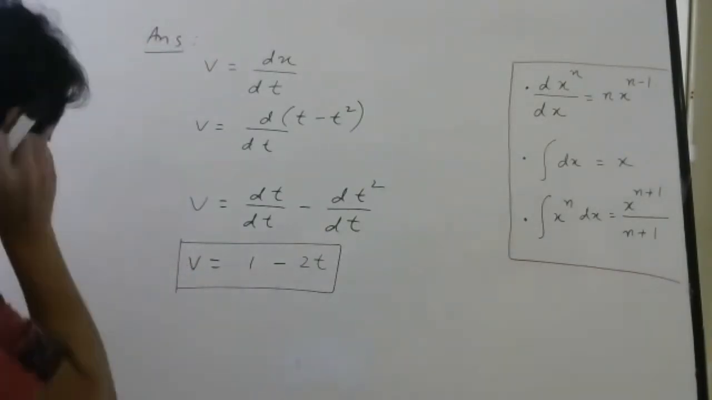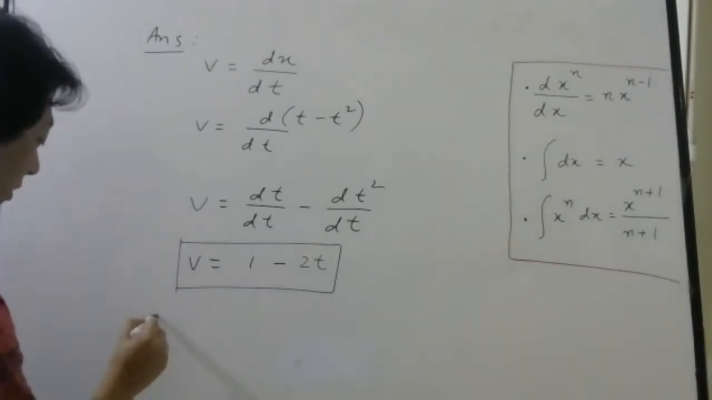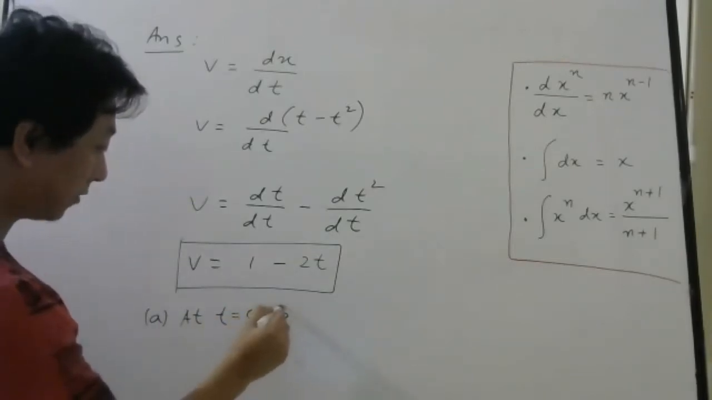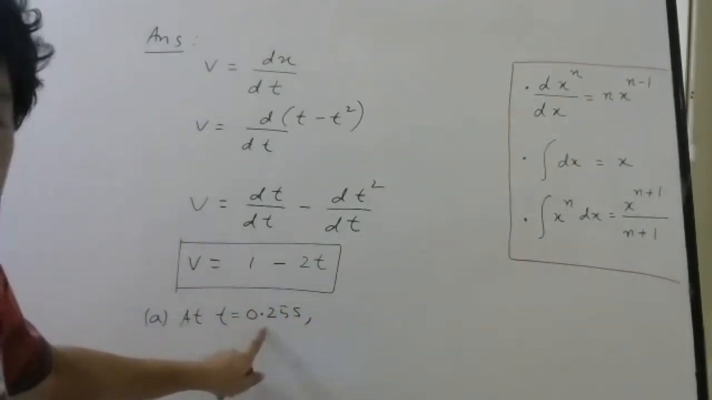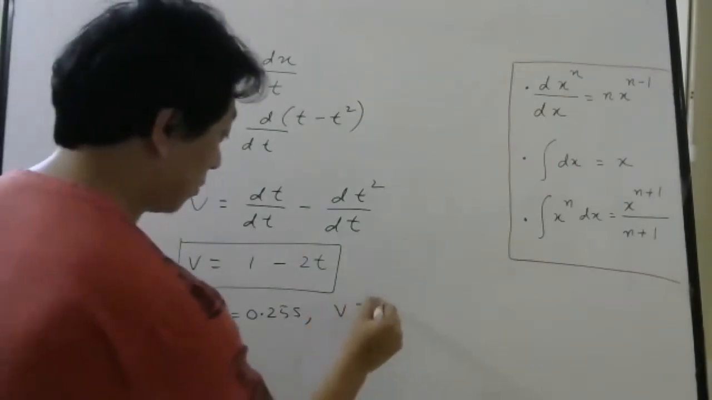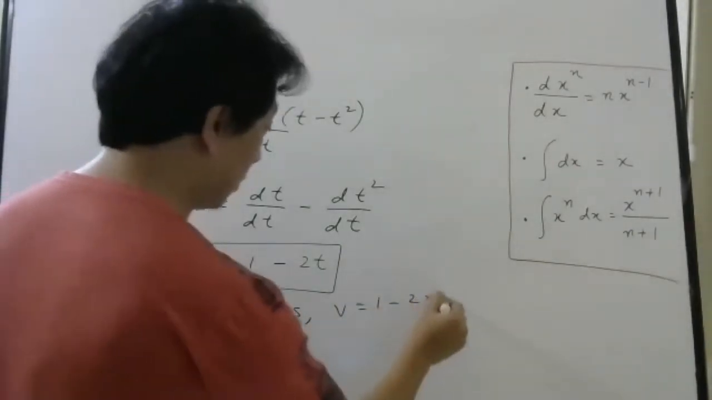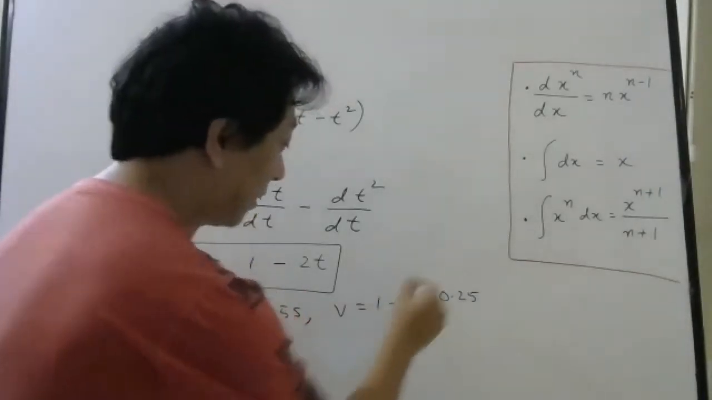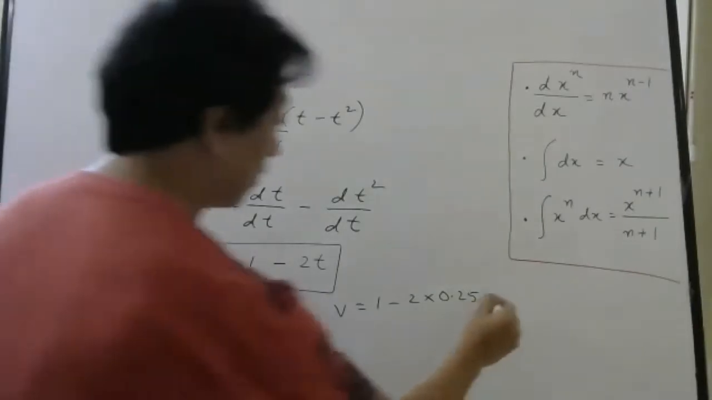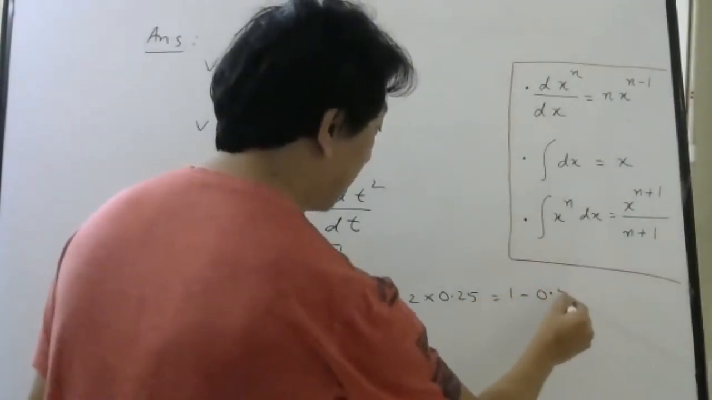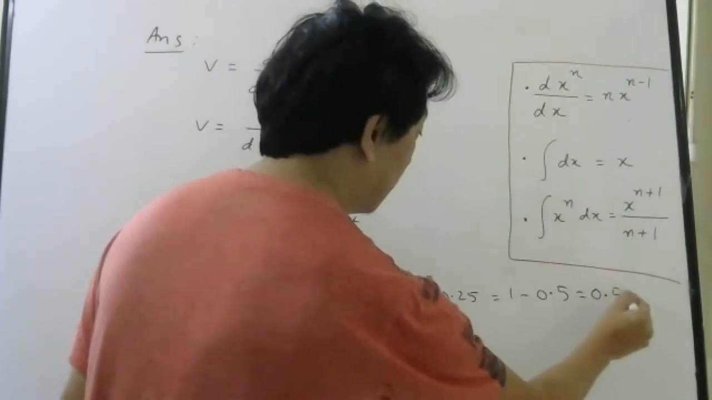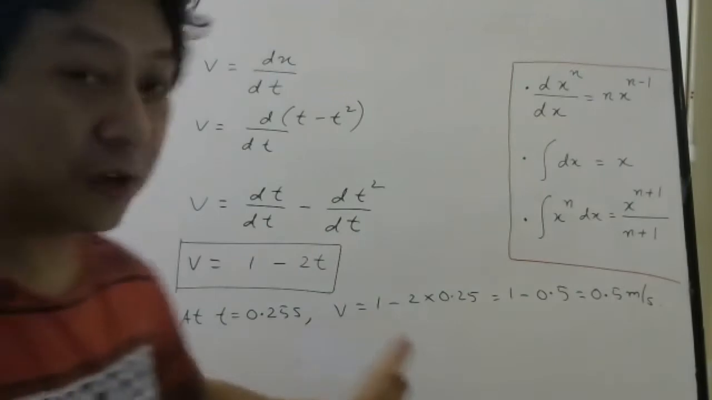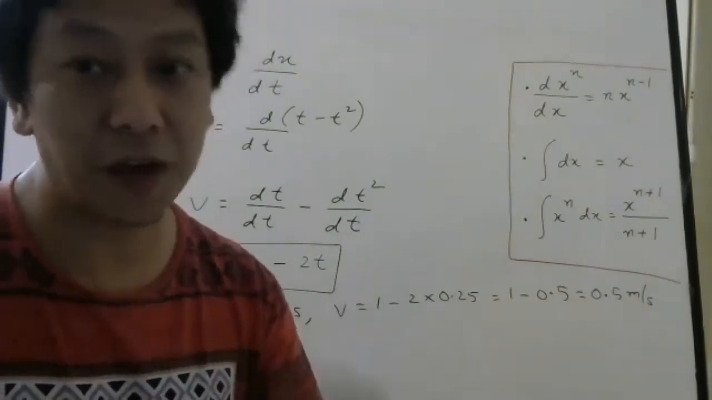Now, what is the first question? At what time do they want? At t equal to 0.25 seconds. At this time, what will be velocity? 1 minus 2 into 0.25. Students, be careful. First, you have to multiply. Then you have to subtract. So this will be 1 minus 0.5. This will be 0.5 meter per second. Correct? This is the velocity at what time? 0.25 seconds.